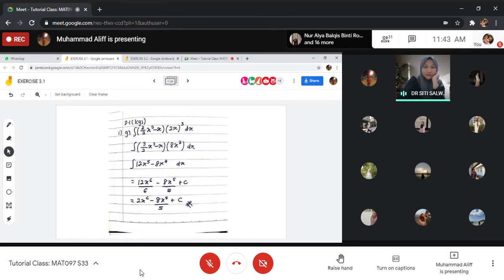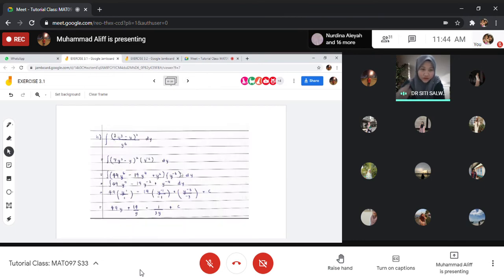Okay, you expand dululah 2x cube tu. Okay, you dapat 8x cube and then kita expand lah. So you akan dapat 2 terms. Kita integrate term by term. Okay, boleh ke ini? Okay. Boleh. Okay, boleh. Okay, next question. G, H. Okay.